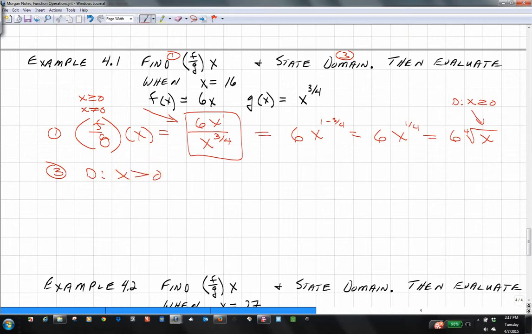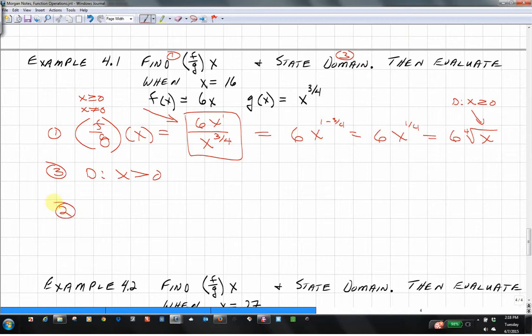So this gets kind of tricky. You have to look at when you first combine them right here and see what you can't use, because when you simplify them, you may actually get a slightly different domain. Okay, so anyway, let's go to the second part.